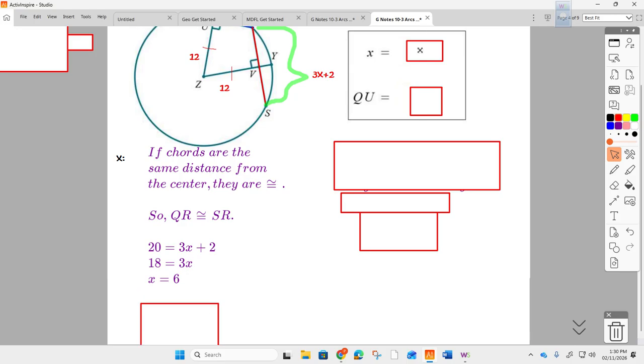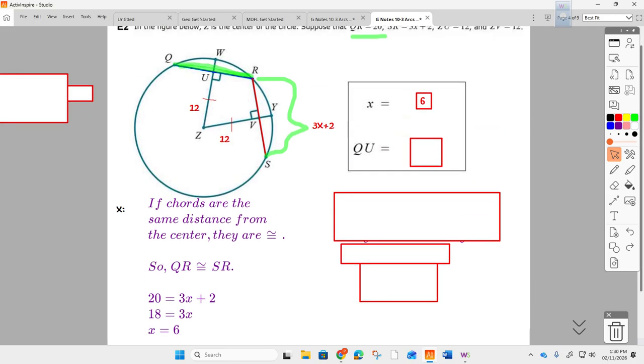Misha? Yeah. You want to go back to the standing desk? All right. Any questions on how we found x? Yes.